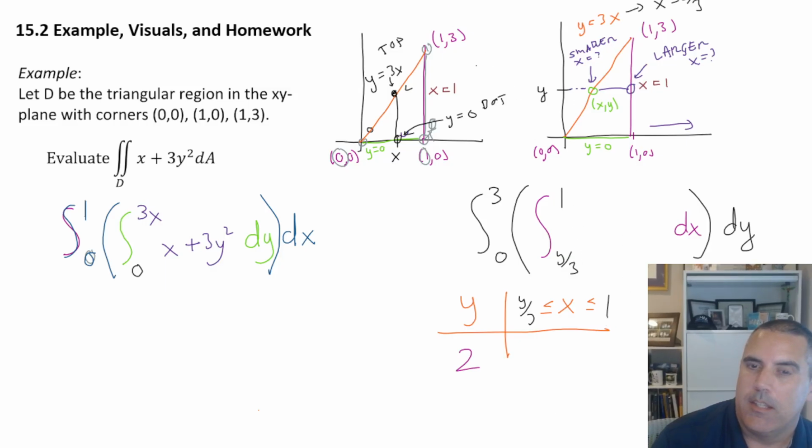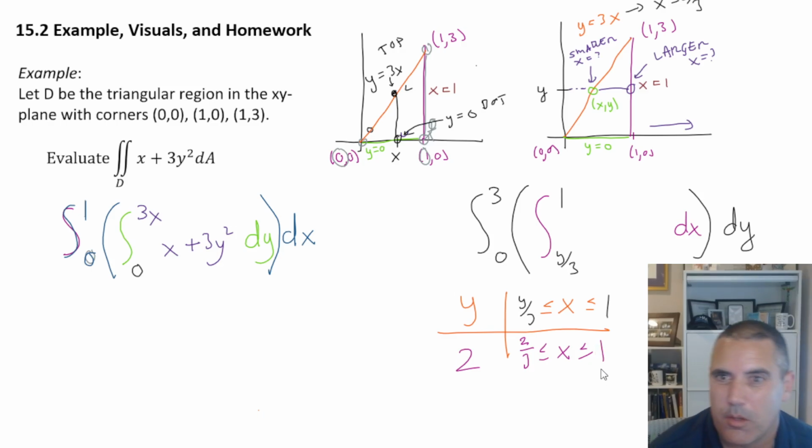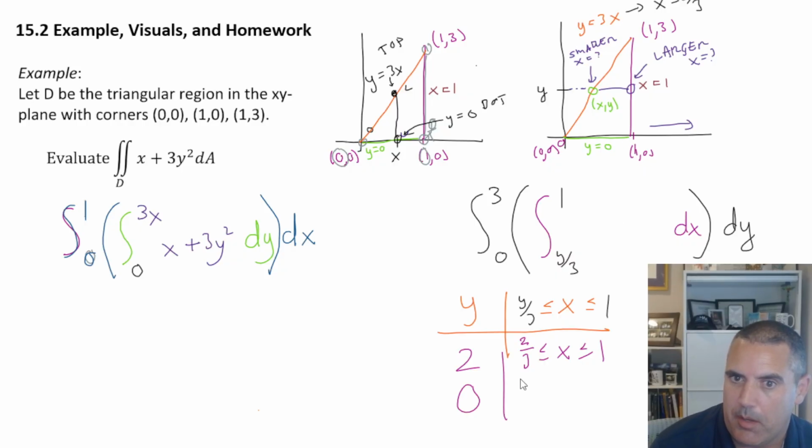And again, you could test it out. When I plug in a 2, I'm going to go from 2/3 to 1. Does that make sense? Is 2/3 smaller than 1? Yes. If I plug in a 0, which means down here, I'm expecting it's going to be 0 to 1. Is that what my pattern gives me? It does. It gives me 0 to 1. All that was pattern finding. Okay.